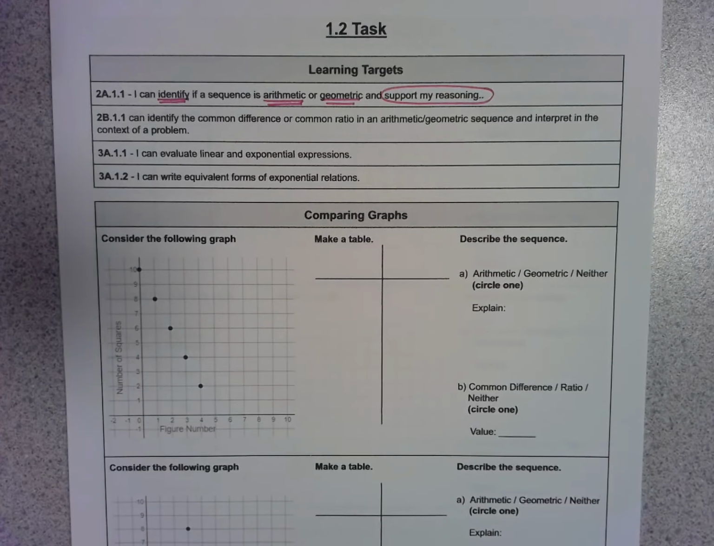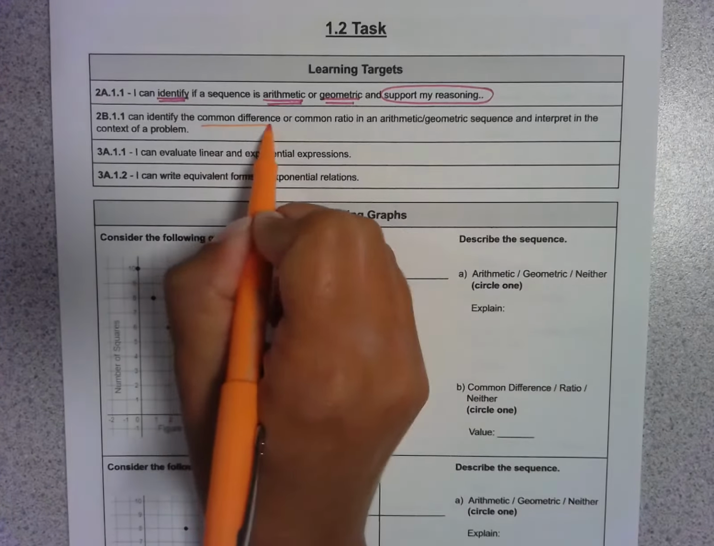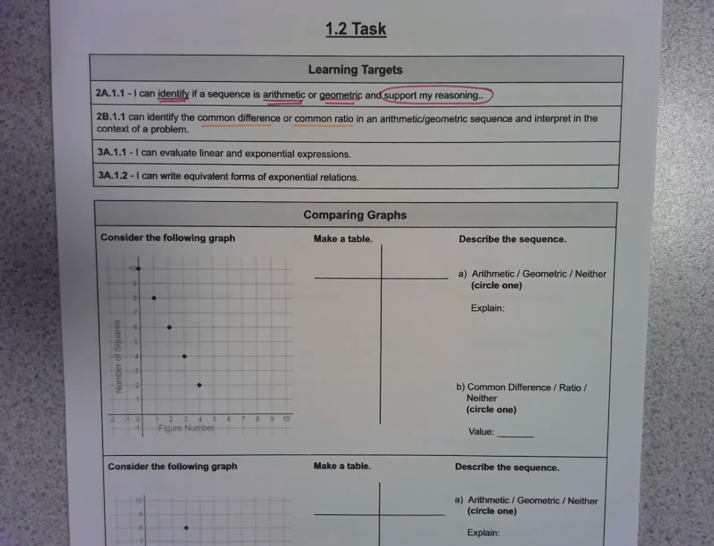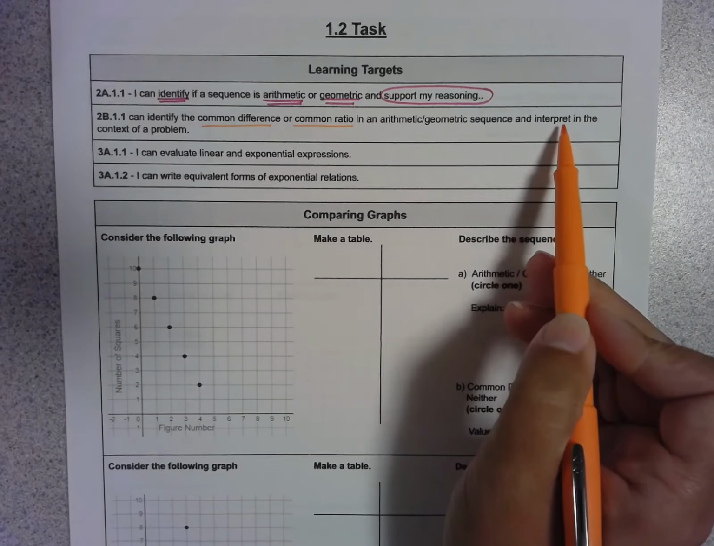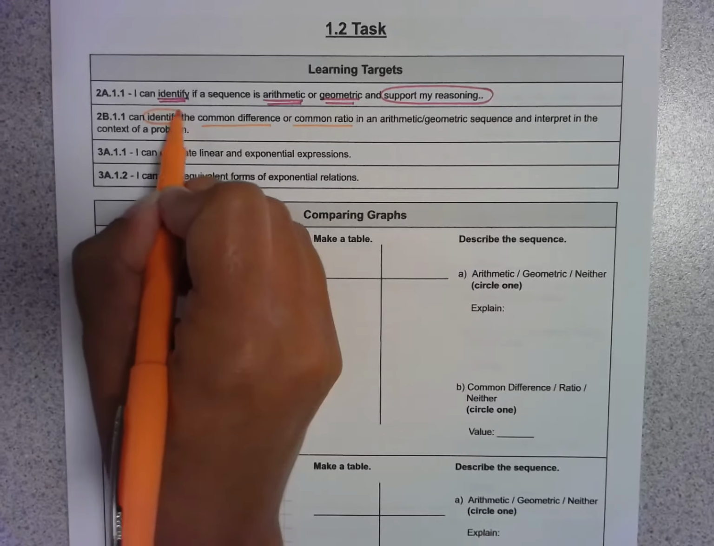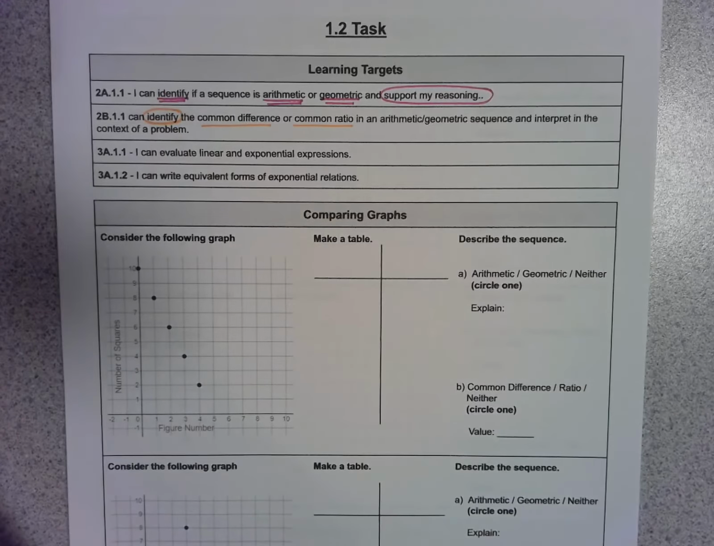The second learning target is I can identify the common difference or common ratio in an arithmetic or geometric sequence and interpret in the context of the problem. I'm going to be honest with you, we're not going to work on the interpreting today. It's just going to be about identifying. That's the part we're going to focus on, finding the common difference or common ratio.